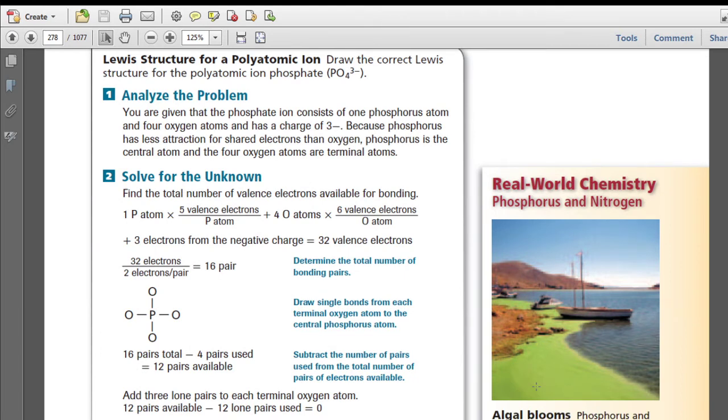All right, we know it consists of a phosphorus. It also contains 4 oxygens, but the additional information here is that it has a -3 charge. So it has 3 additional electrons that must be added. So again, the same thing that we were doing for the Lewis structure of covalent compounds. The only thing different here is that we're going to add 3 electrons because it is a negative charge. So we have a total of 32 electrons available in this compound. Take that 32 and realize that we have 16 pairs that we need to make.